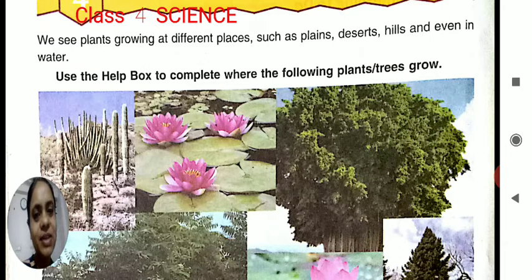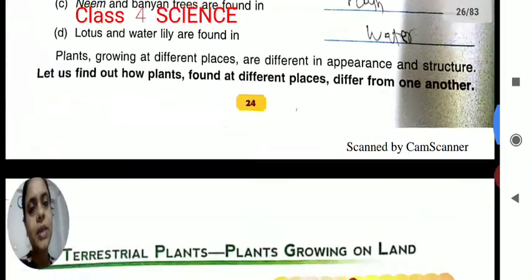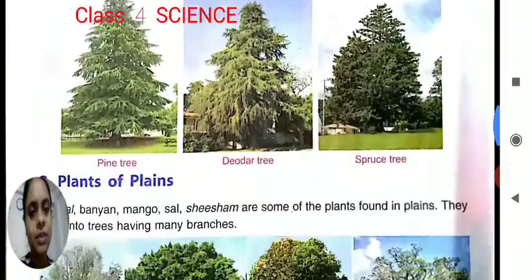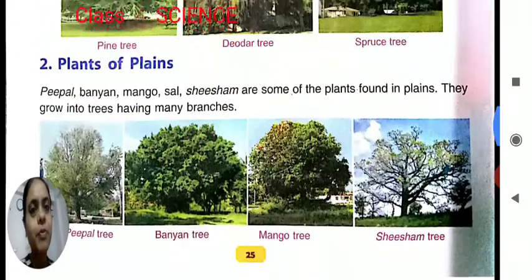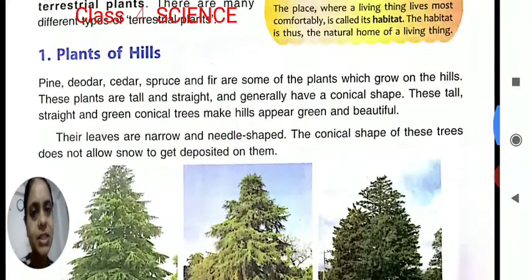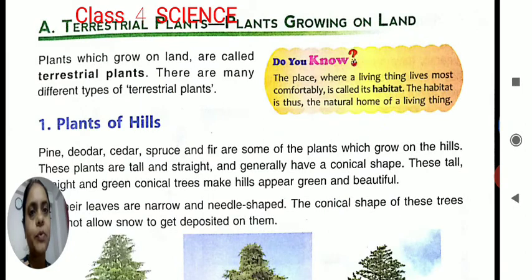So in our previous class we have learned about the plants around us. Children, in this chapter we have already learned about terrestrial plants and aquatic plants. And today we will learn about the cultivation process. But before starting the cultivation process, let's revise whatever we learned in our previous class.